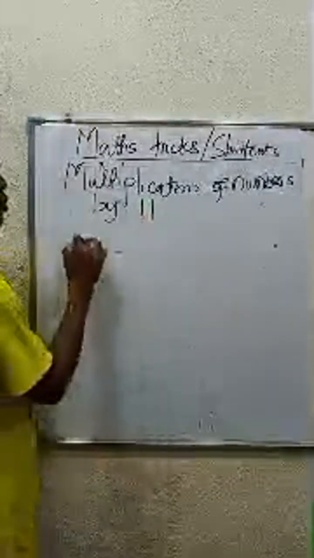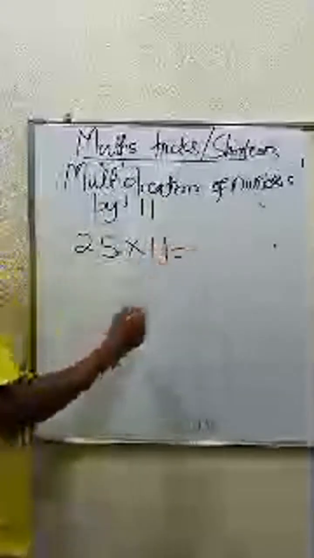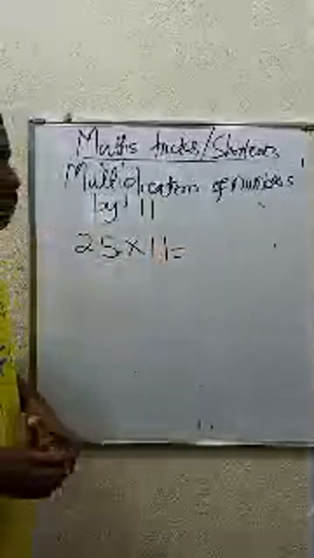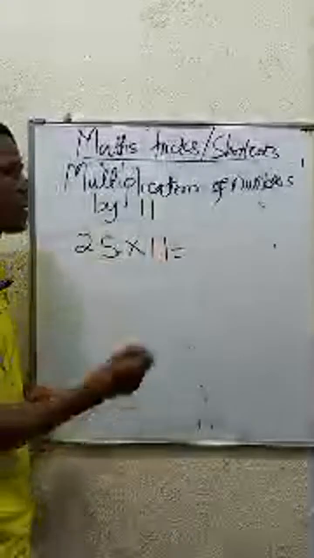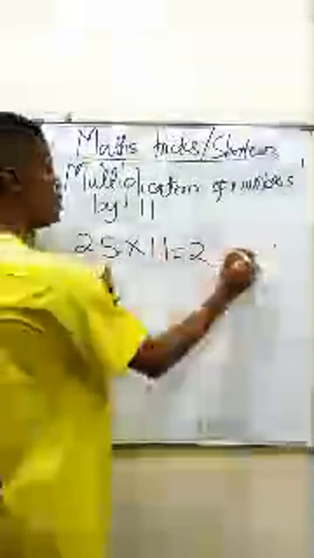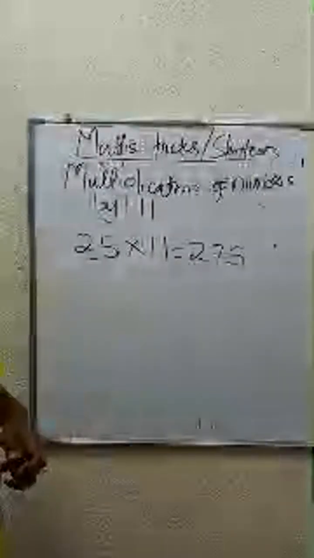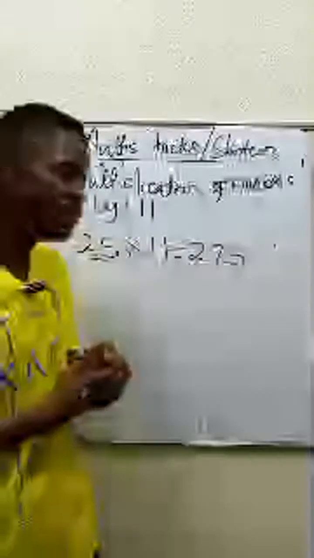So whenever you are multiplying any number by 11, this is very easy. It's just as easy as ABC. Take 25 times 11. The first thing you do is write the first digit, 2, give a space, and write the last digit, 5. All you need to do is add the two digits. 2 plus 5 is 7. The answer is 275. Very easy and efficient.